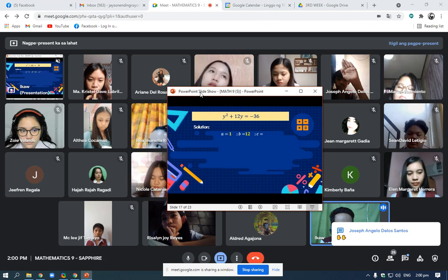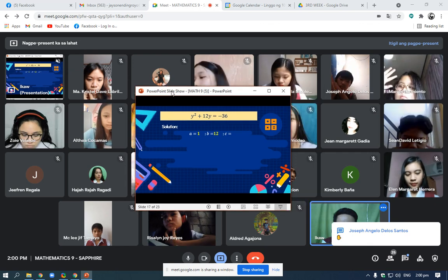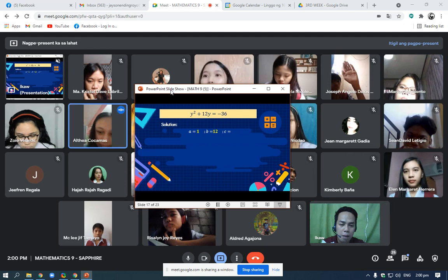In what way? What do we call that? Yes, Althea. Sir, yung form po dapat a squared plus bx plus c po. Okay, dapat siya ay nasa form ng ax squared plus bx plus c equals 0. What do we call that form? Ano po ang tawag natin sa form na yon?